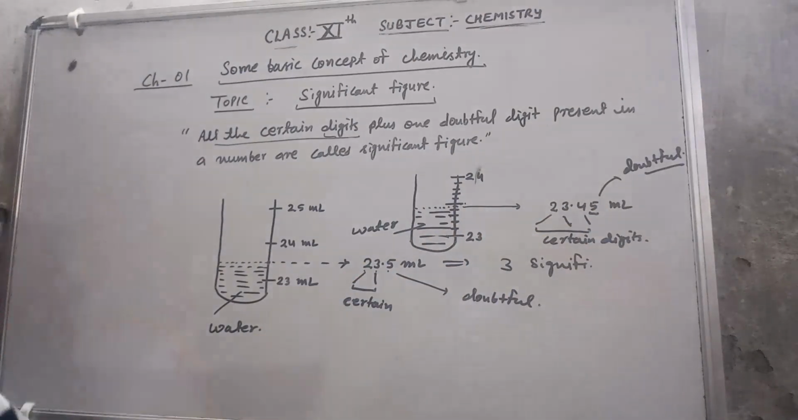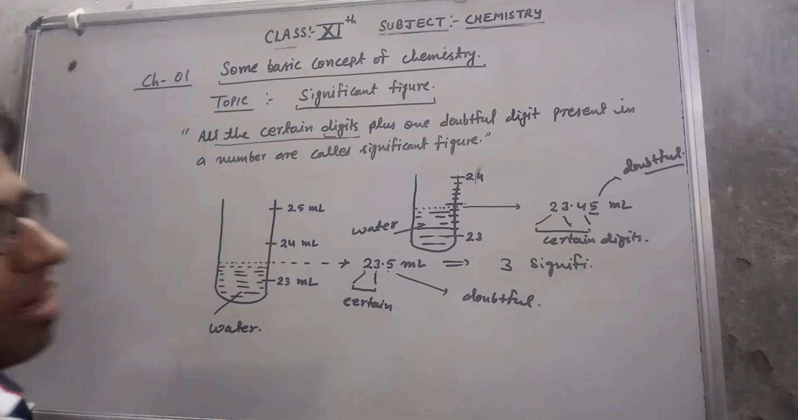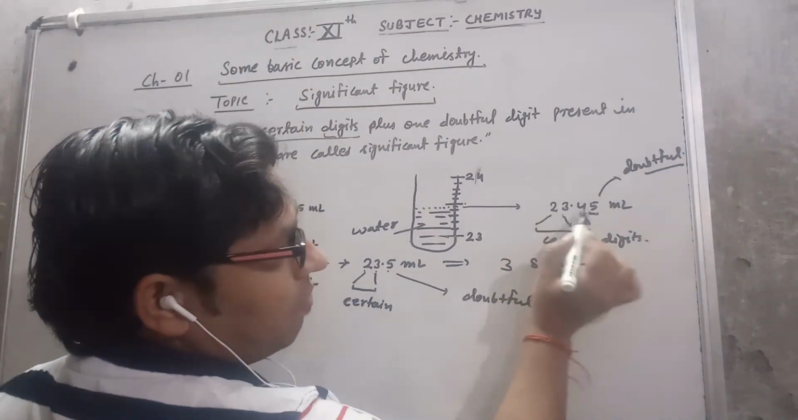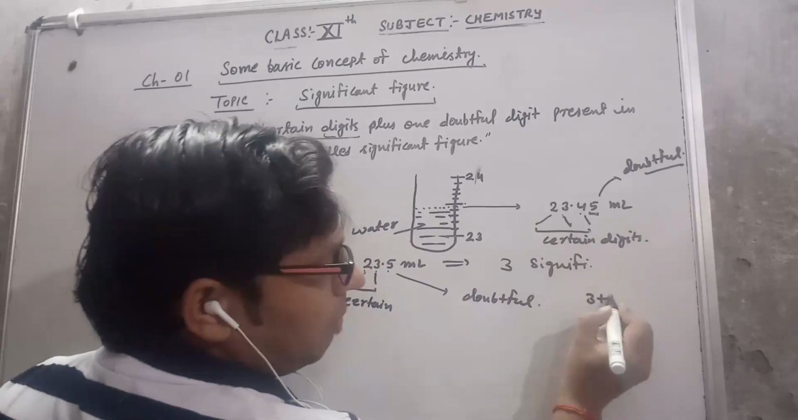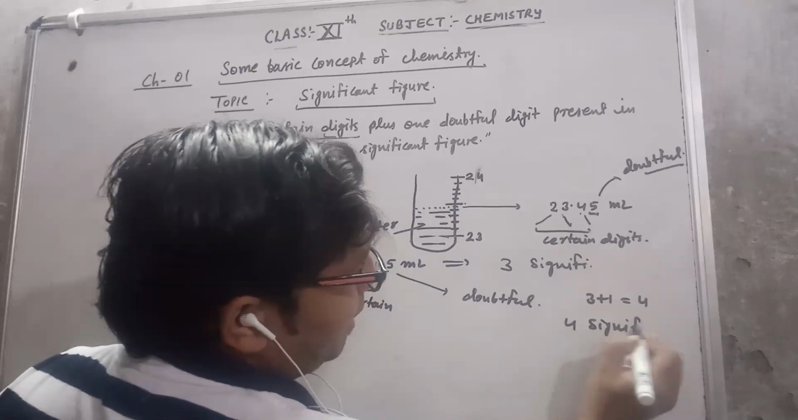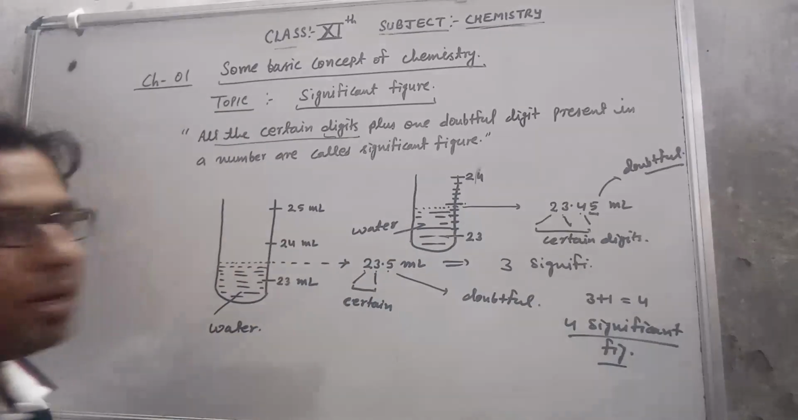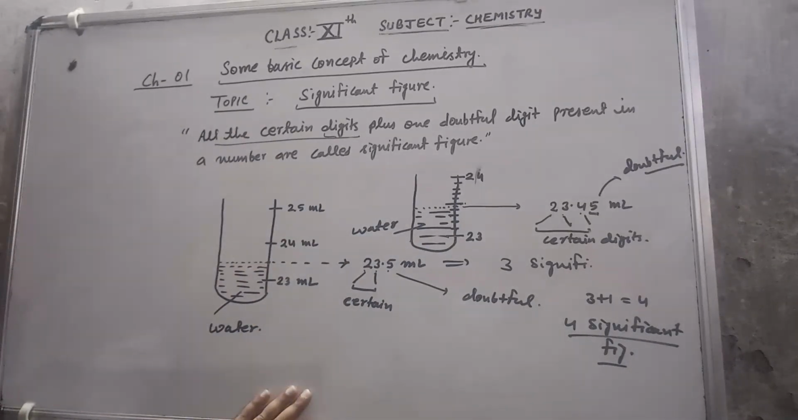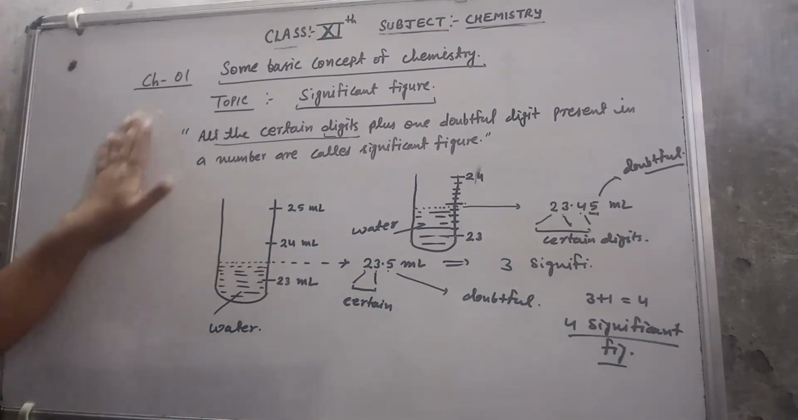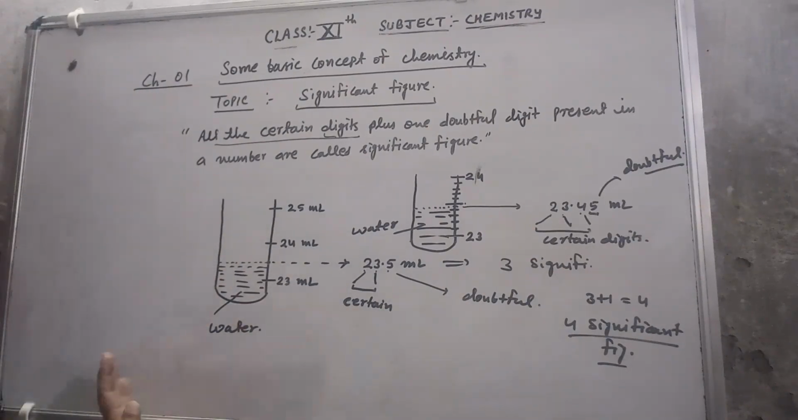Again, according to the definition of significant figures, it is the sum of all the certain digits and one doubtful digit present in the number. So how many certain digits are available here? This is 1, 2, 3, and one doubtful digit is this. So the total is 3 plus 1, that is 4. So 4 is the number of significant figures of this number. That is the value of significant figures, and this is the way to tell about them.